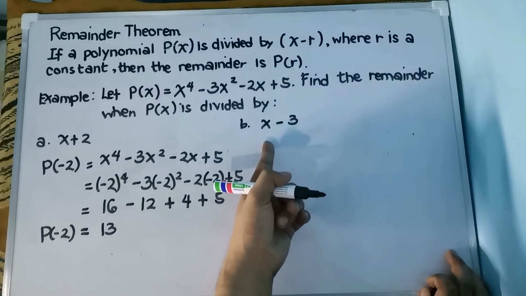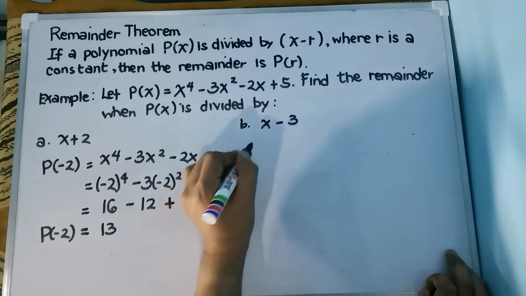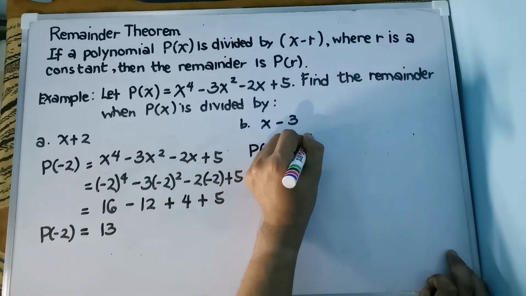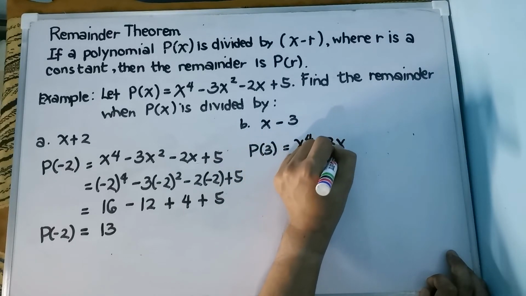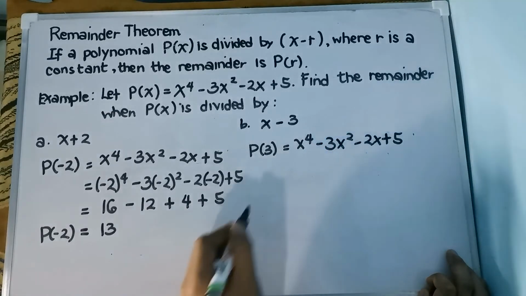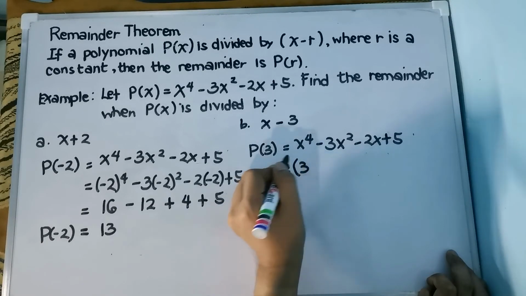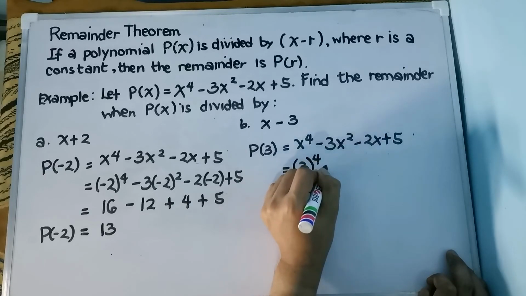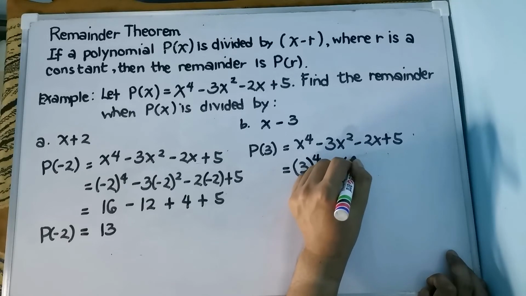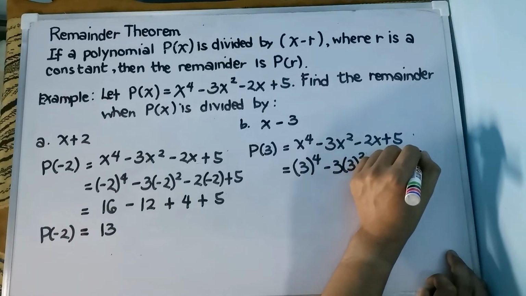Okay, so how about this one? x minus 3. How about if you are going to divide the given polynomial by x minus 3? Of course, we are going to use p of positive 3. Then we have x to the fourth minus 3x squared minus 2x plus 5. Again, we just substitute 3: 3 to the fourth minus 3 times 3 squared minus 2 times 3 plus 5.